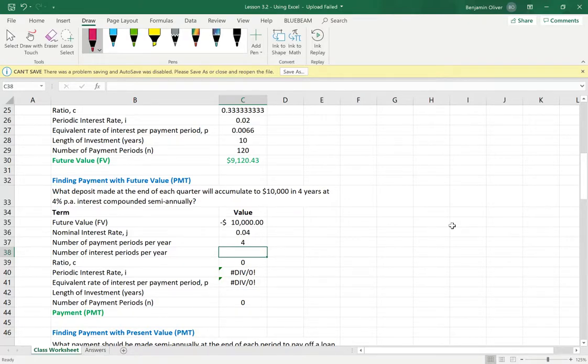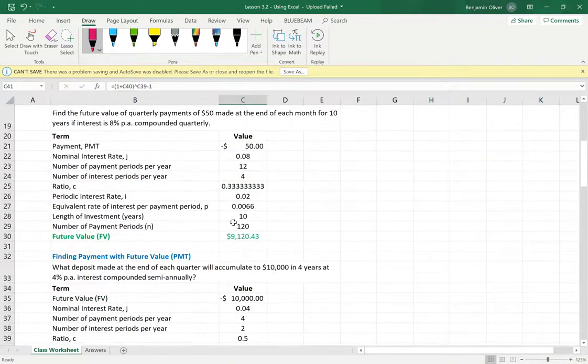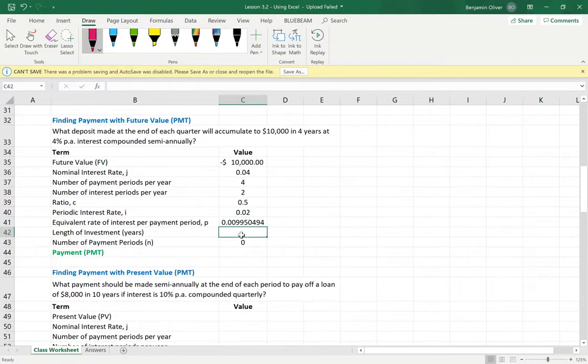And our number of interest periods per year, it's compounded semi-annually, which means we have 2 interest periods per year. So that calculates now, as you can see, your ratio, periodic interest rate, and equivalent interest rate were automatically calculated. And again, those are the same formulas that I used in this first example. Okay, so you can copy these cells down in Microsoft Excel and they will keep those relationships for you.